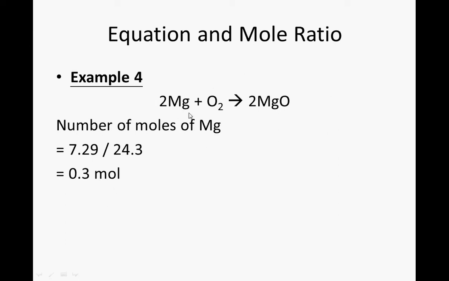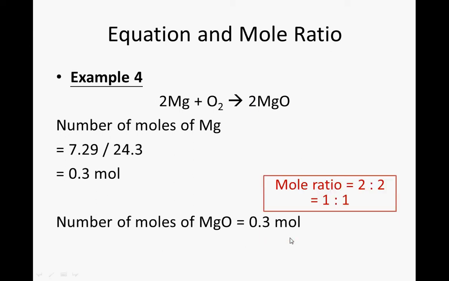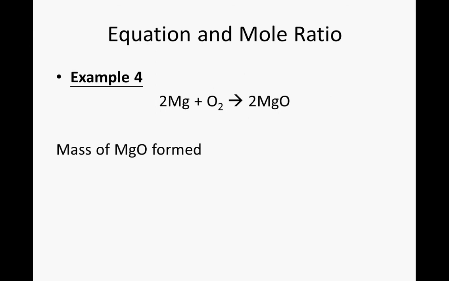So from the equation, the mole ratio of Mg to MgO is what? 1 to 1. So the number of moles of MgO is also 0.3 mole, because it's 1 to 1. This is the reason 2 to 2 is the same as 1 to 1, so it's 0.3 mole. Okay, so what is the mass of MgO formed?